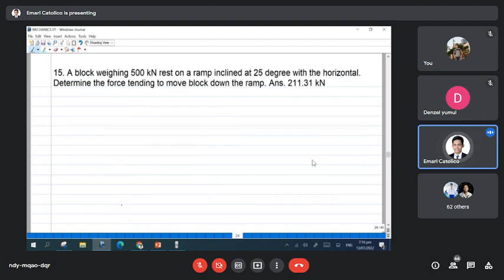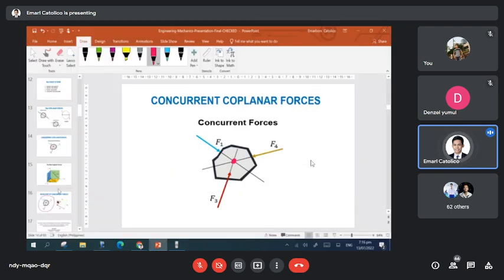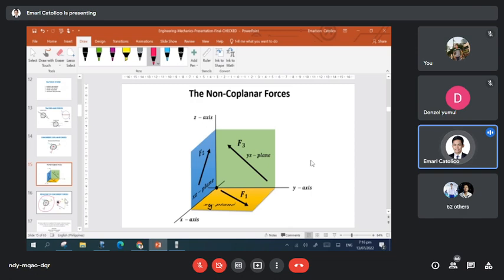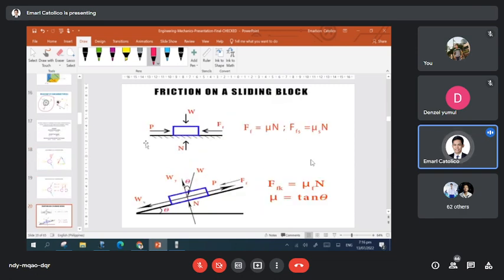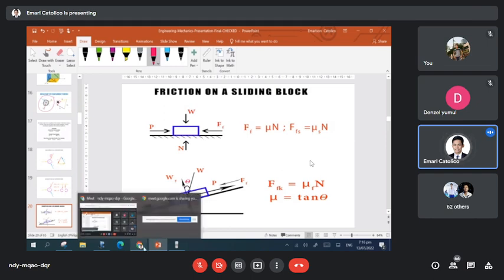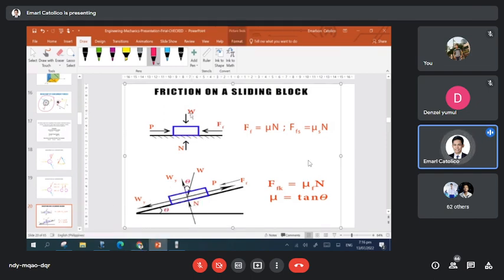Okay, so next, number 15. Okay. So number 15, next topic na tayo. Tapos na tayo dito sa mga forces. I hope marunong na kayo moment and summation of forces X and Y. So dito na tayo sa friction on sliding block. Okay? So kapag plane, walang problema yan, no?